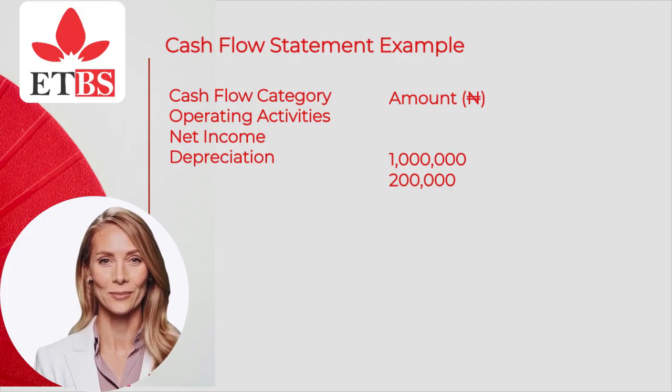Financing activities: loan received 1 million naira, dividends paid 200,000 naira. Net cash from financing 800,000 naira. Net increase in cash 1,450,000 naira. Beginning cash balance 550,000 naira. Ending cash balance 2 million naira.